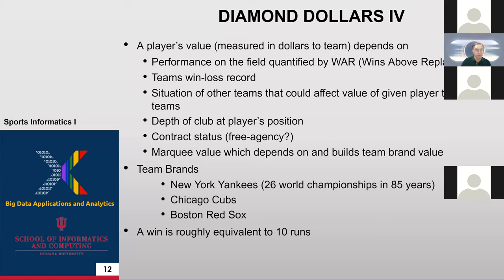So obviously a player's value to a team depends on exactly how he fits the team's capabilities. Here is a number which appears elsewhere, that winning a game is roughly the same as scoring 10 runs. But so this sports informatics not only looks at the chance of winning a game, it also tries to quantify that in dollars. Because those dollars are what actually decide what you do.